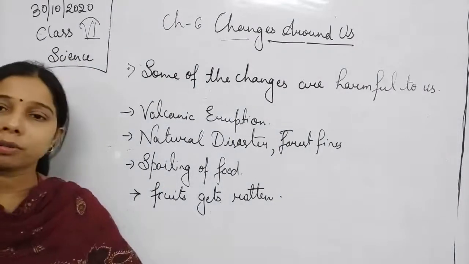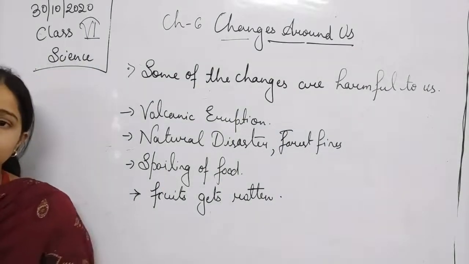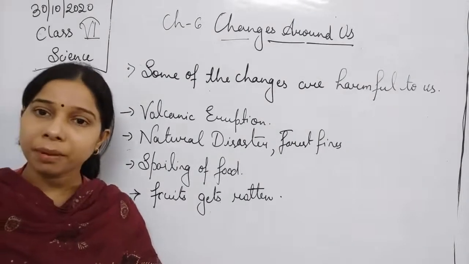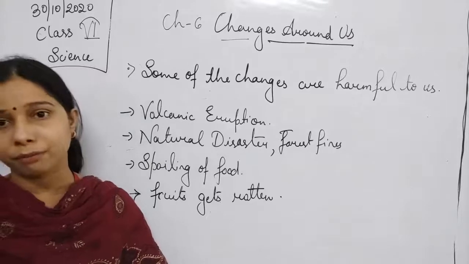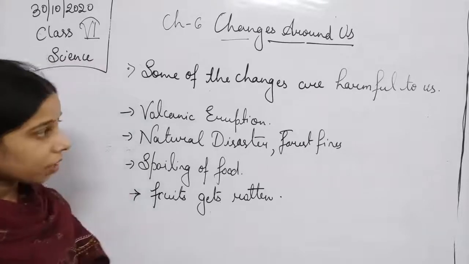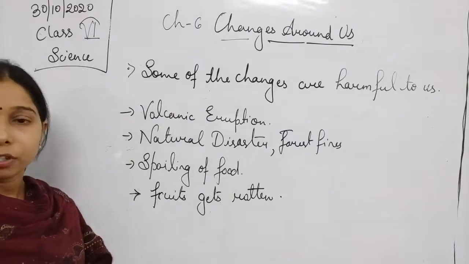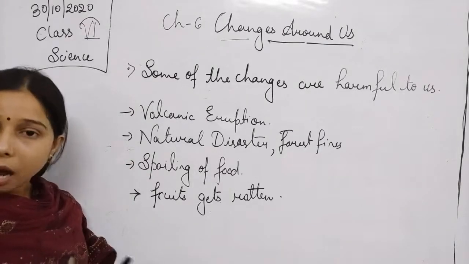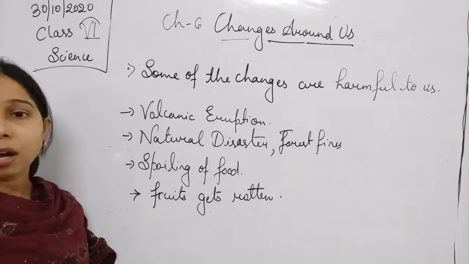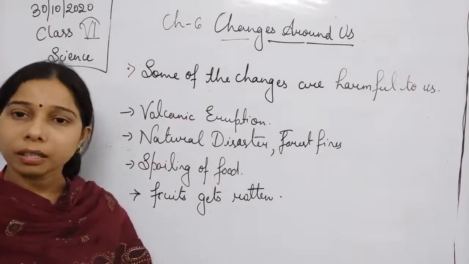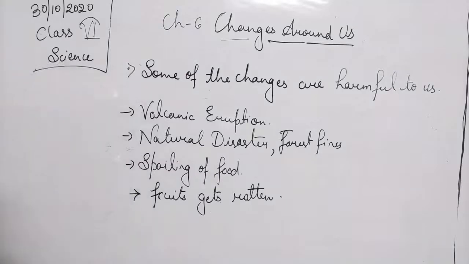So by this, students, we can say that changes occur around us a lot, but the changes can be beneficial to us, or they can be harmful to us. There are changes which are harmful like all these, and there are some changes which are beneficial, but the change occurs. And how does the change occur? The change occurs because of the change in the property. If the property changes, ultimately the change will also take place.